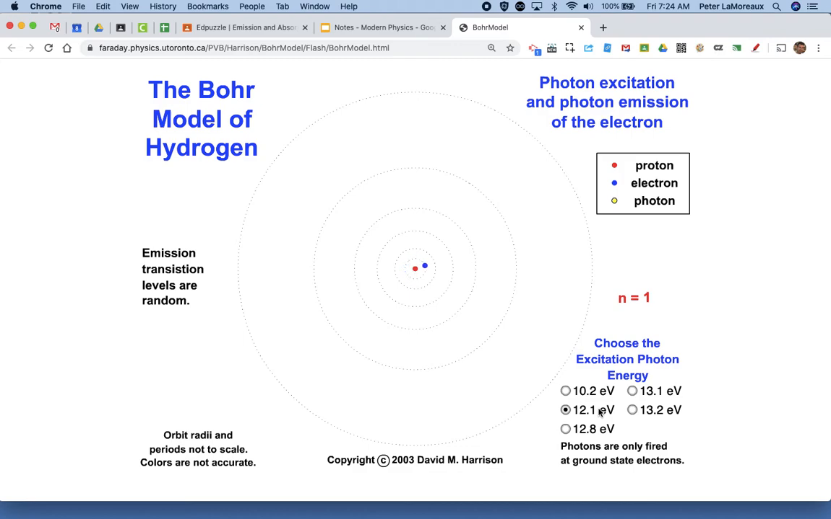If I pump it up to 12.1, it can pop up, and now when it's in level 3, it can fall to level 2 and then 2 to 1. So if it goes to 3, it can have 2 photons as it comes down, or it could go straight from 3 to 1. So if I pop this up to 13.2, it's going to pop up to a higher level, and then from that level it went, oh geez, it made 3 transitions on the way down. I suspect it's not going to make 3 transitions this time. So it went up to a higher level. Nope, it just made 1. So it's kind of random in where it falls down to. It doesn't fall to the same level every time.